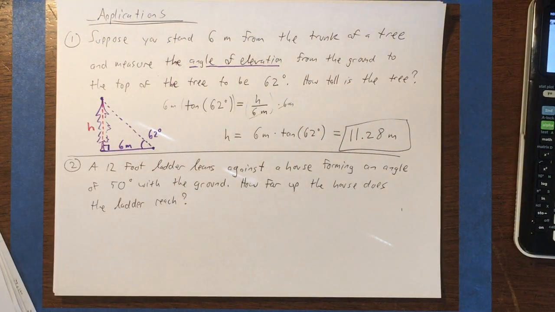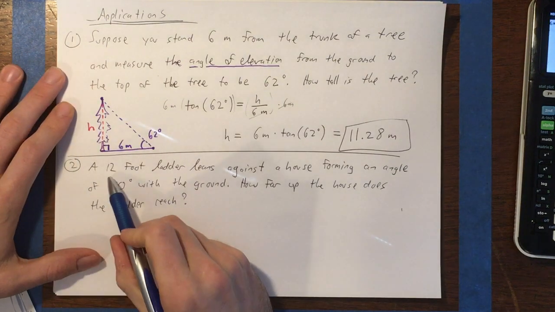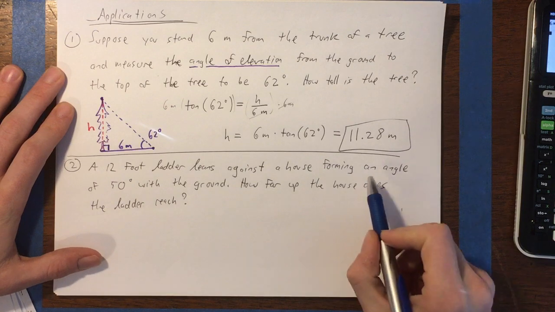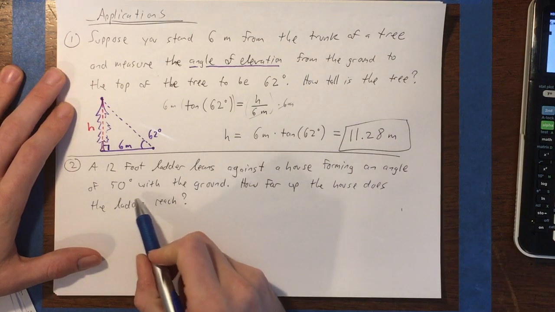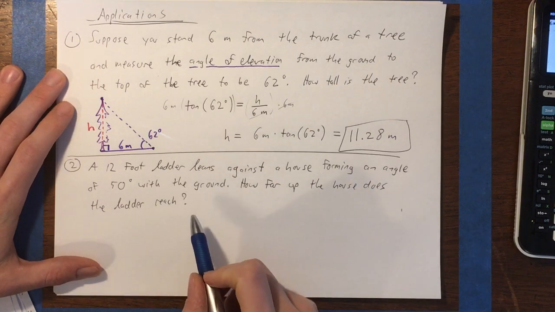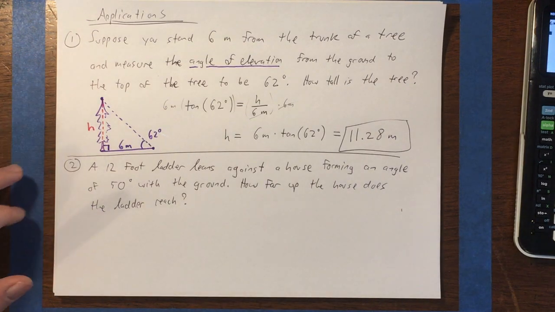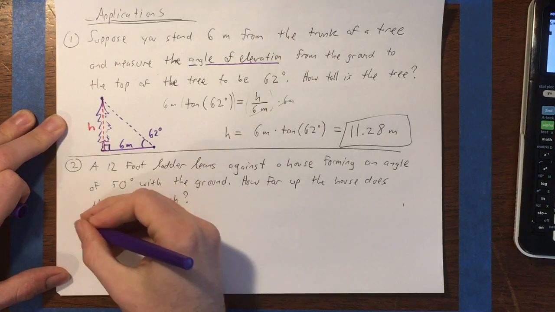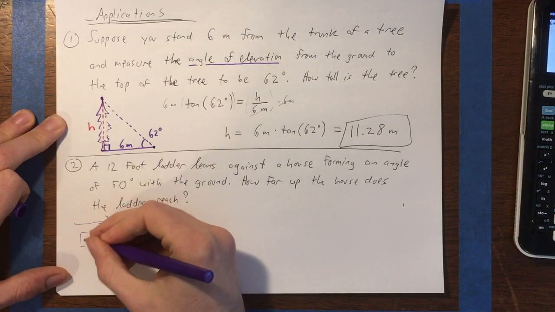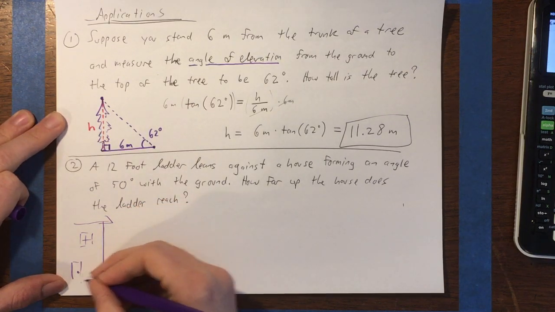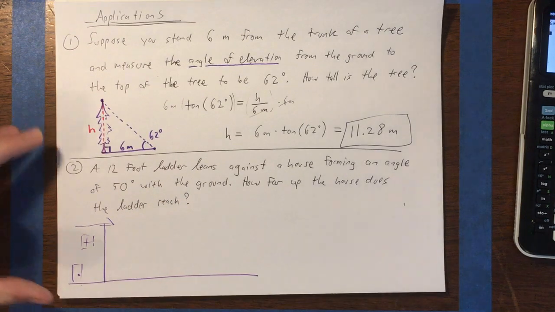Let's do another example. In this second one, we have a 12-foot ladder, which is leaning against a house, and it forms an angle of 50 degrees with the ground. How far up the house does the ladder reach? Well, let's draw a picture. Here's the house. Windows up here. There's a door down here. And here's the ground. So there's a house and there's the ground.